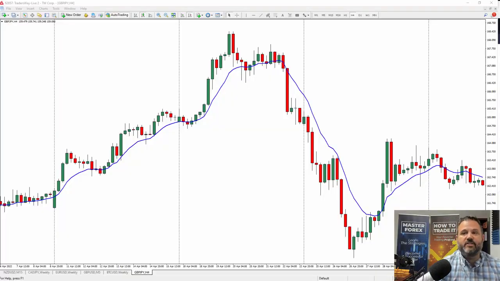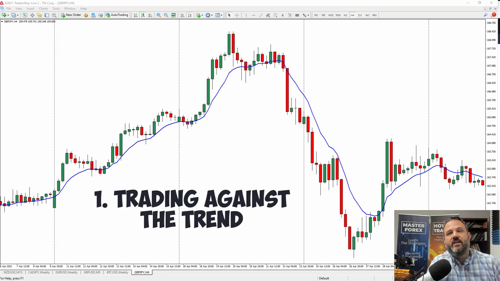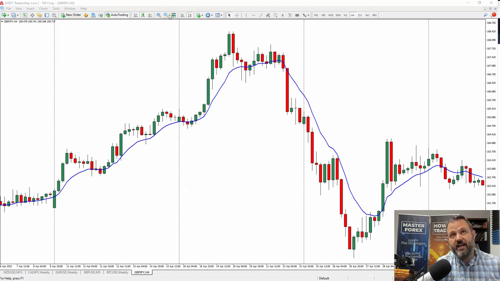So let's get started. All right, so the first one is pretty straightforward, and you would think that it would stand out more, but it's trading against the trend. A lot of traders struggle with this. So for a perfect example, right now this is the pound yen trade, pound yen on a 4-hour chart, and this has been trending down for quite some time.